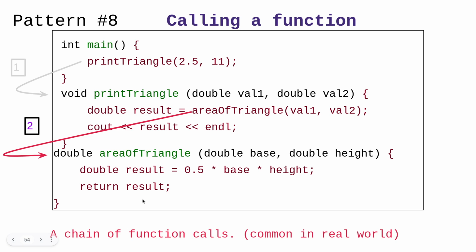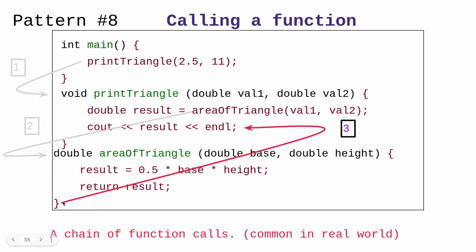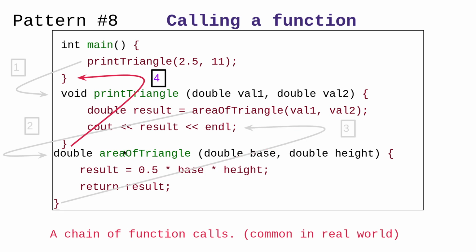Now, who do I return that result to? Well, I return it to the function that called it. So who called area of triangle? Well, print triangle. So notice we return back to print triangle, and we execute the next line of code, which is just to print what was returned. And now, since this print triangle is finished, we will then go back to who called print triangle. And who called print triangle? Main. Okay, and so we go back to main, and then main will finish executing. And that's how the program comes to an end.